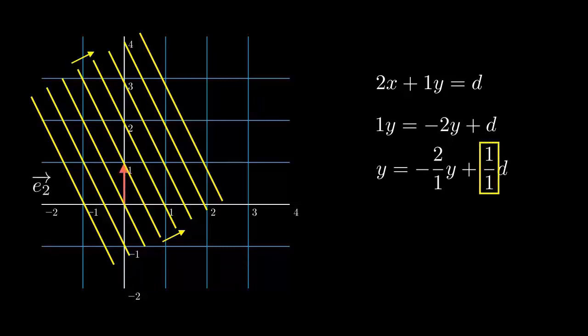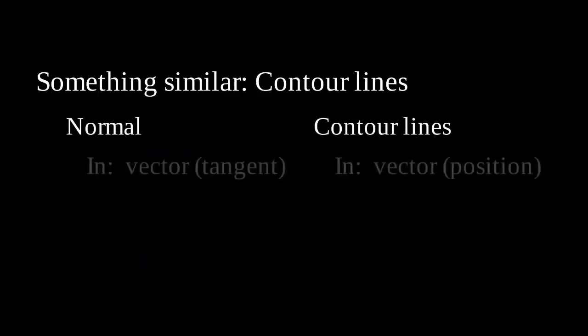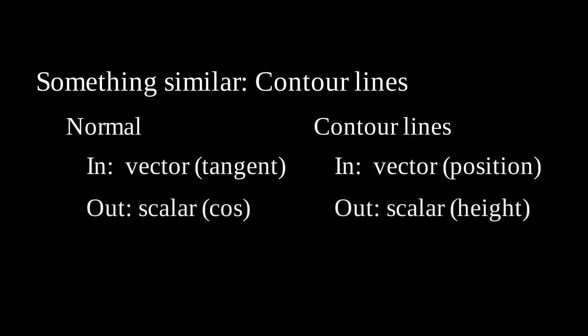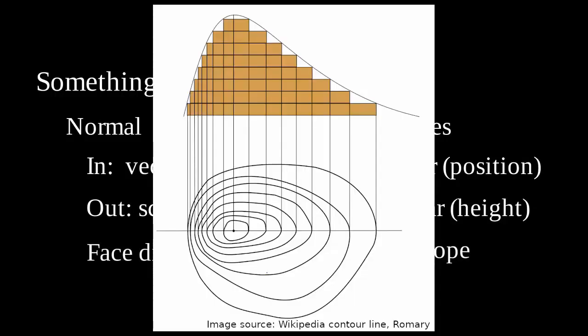Put a basis vector e2 for the y direction. You see this vector pass through one stack. You recall something similar to the normal function. It's contour lines. A map has lines connecting the same heights. A normal is a function that gets a vector, and contour lines are a function that gets a position vector. A normal outputs a scalar, contour lines output a scalar value, height. A normal indicates the direction of the face. Contour lines indicate the heights and slopes, like this figure, where the dense lines show the steep slope.